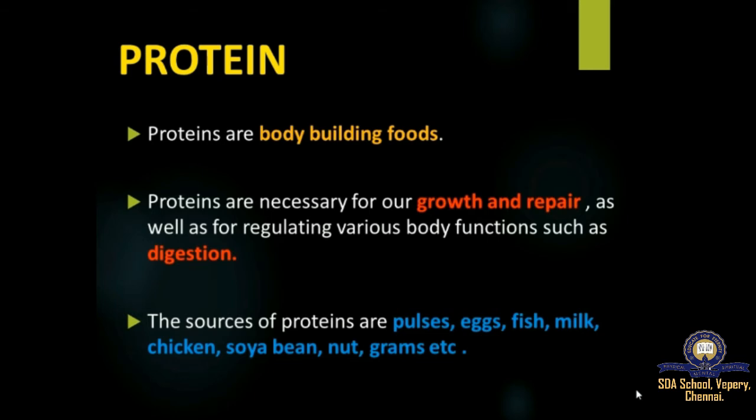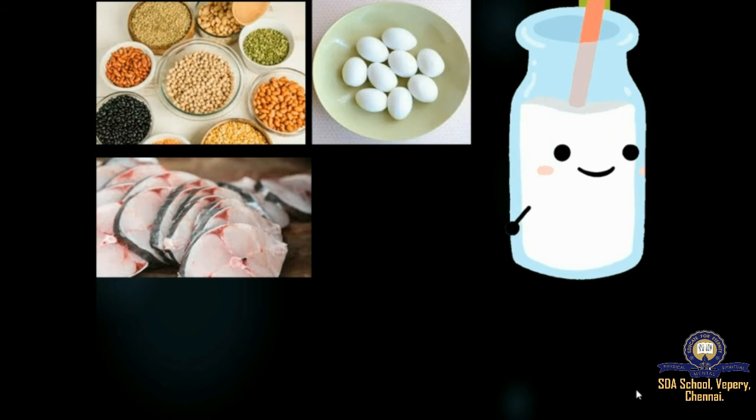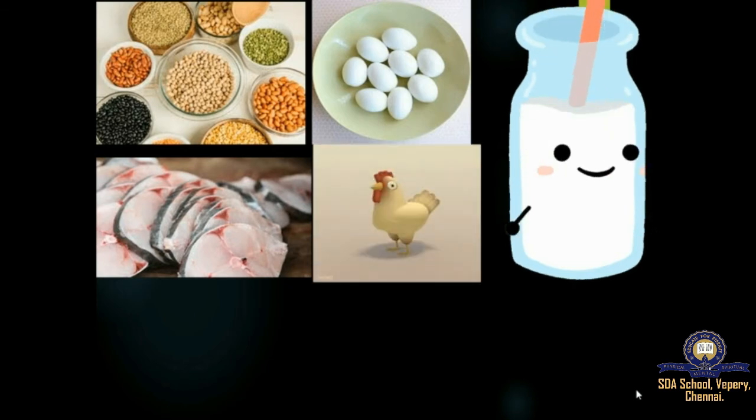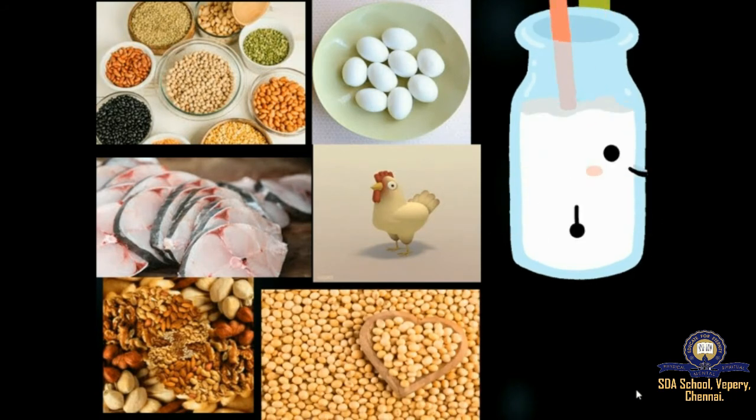Okay, they regulate the various functions in our body such as digestion. Now we'll see the pictures of various sources of proteins. So this is the picture of pulses, eggs, fish, milk, chicken, soya bean, nut, grams, etc.